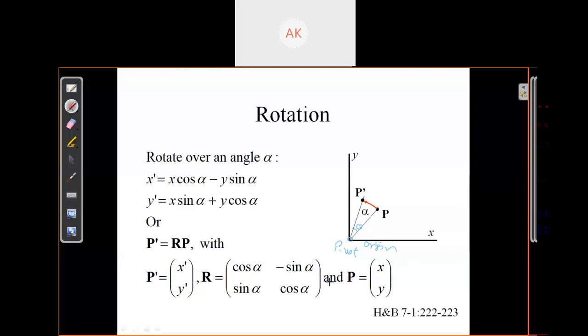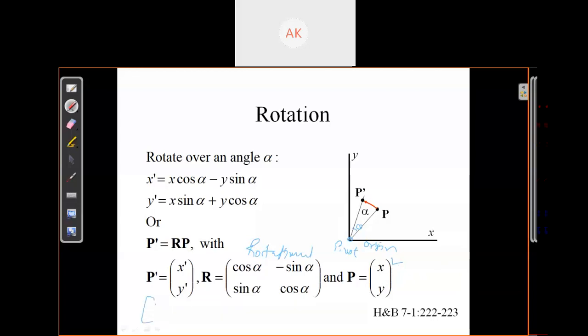Okay, the formula we have derived for rotation considers that our pivot point, or rotational point, is the origin. So you will get this formula: this is the coordinate after rotation, and this is the rotational matrix. This matrix we call a rotational matrix, and this is the position of your original object.